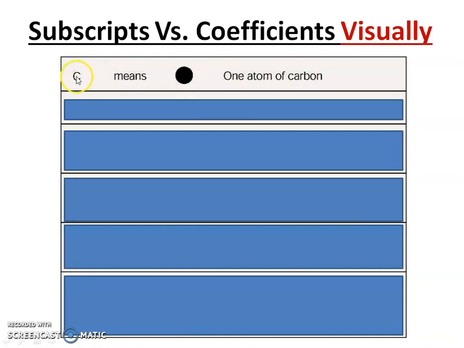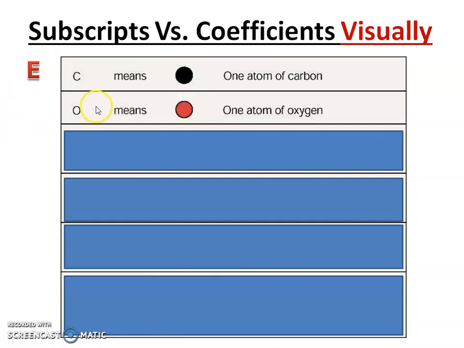So if we see the letter C and we see this one black dot, that represents one atom of carbon. Guess what? One capital letter gives us an element. If we see a capital O, one red dot, that's going to be one atom of oxygen. Again, that represents an element.